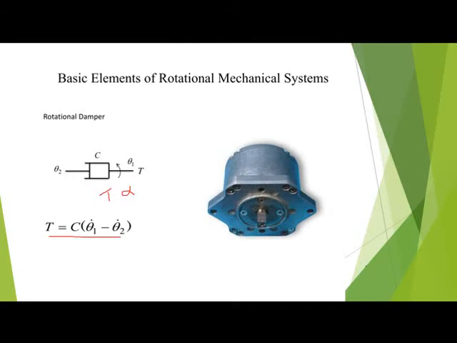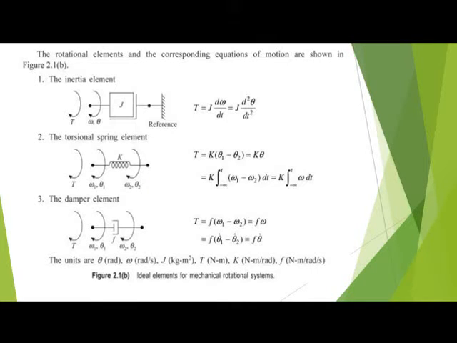Therefore we have to write that torque T is directly proportional to what? Omega, because angular velocity. In this slide we are discussing the rotational element and the corresponding equations of motion as shown in the figure. The first one is the inertia element, J, that is the moment of inertia. It has clockwise direction of angular velocity and angular displacement. This is the external torque. The other end of the moment of inertia is the reference, that is ground.